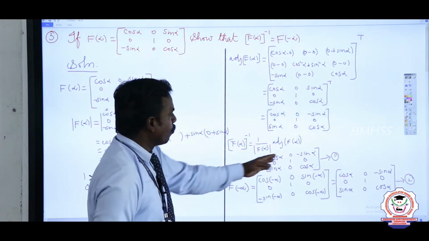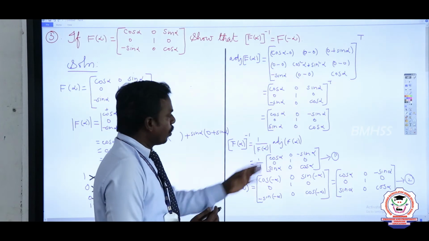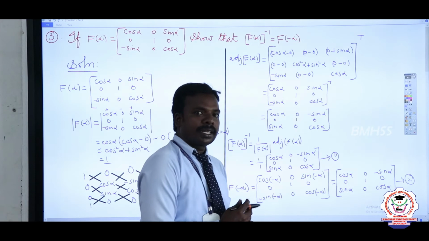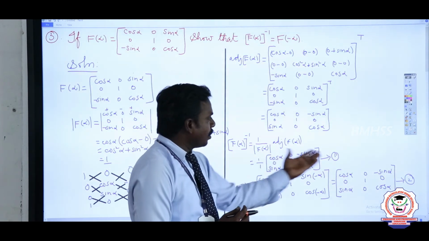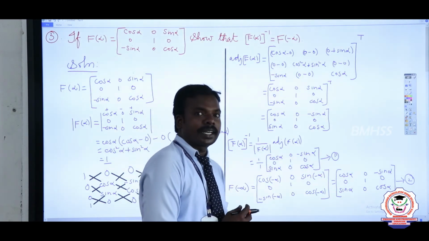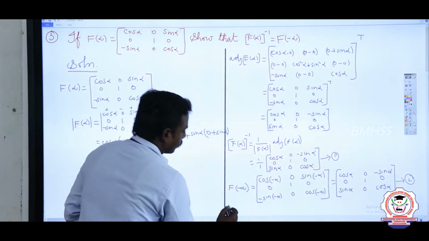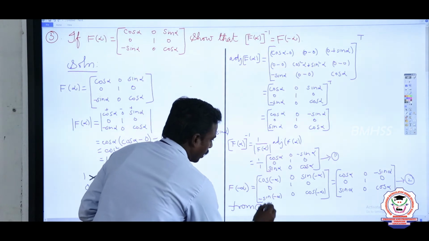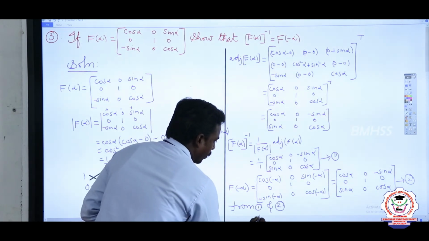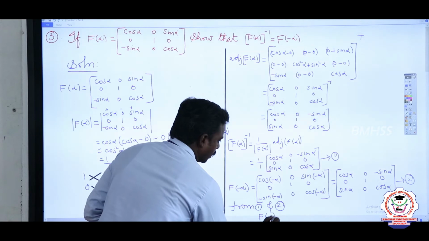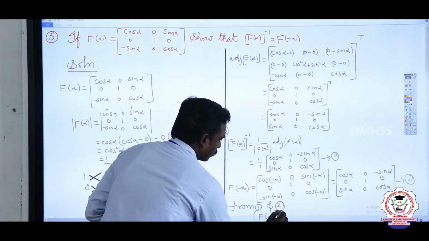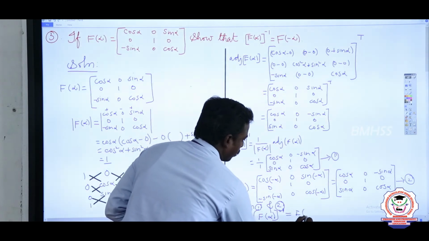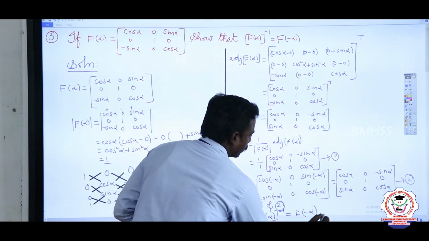Now, we check from 1 and 2, from 1 and 2 both are equal, there is no changes. This is 3 by 3 matrix. Listen, corresponding elements are same. So, this is equal matrix. So, from 1 and 2, f of alpha whole inverse equal to f of minus alpha, hence proved.